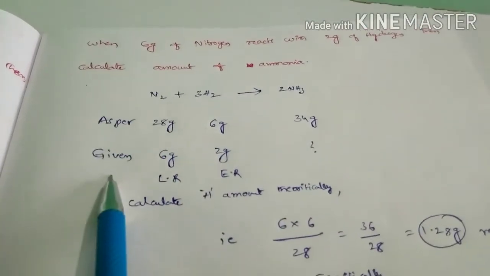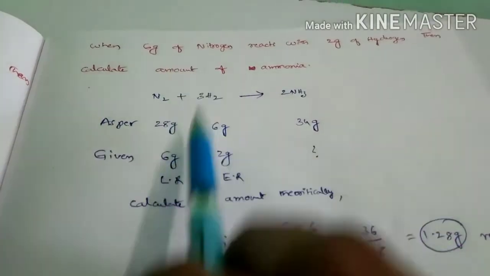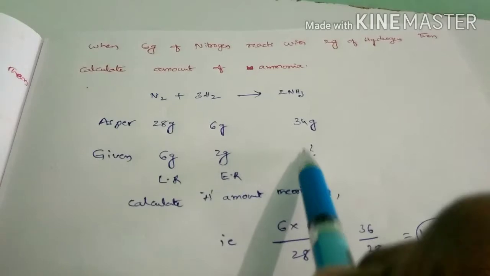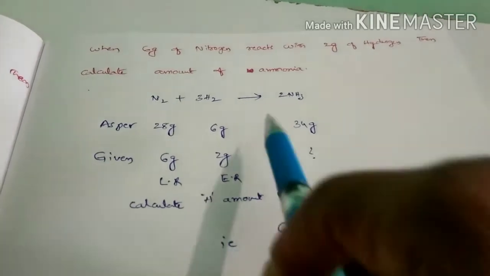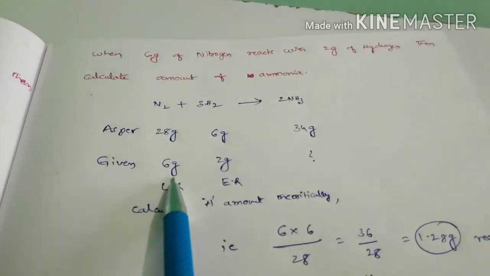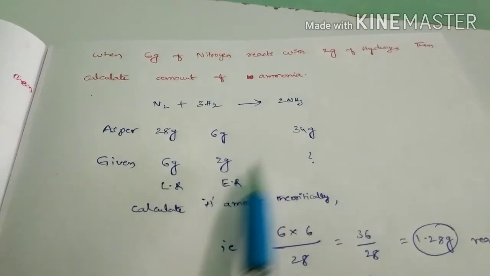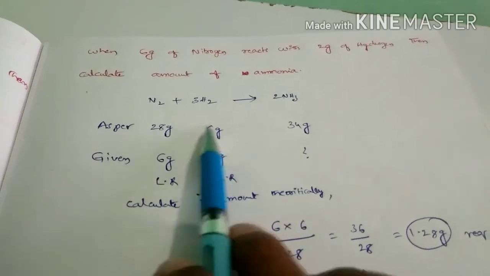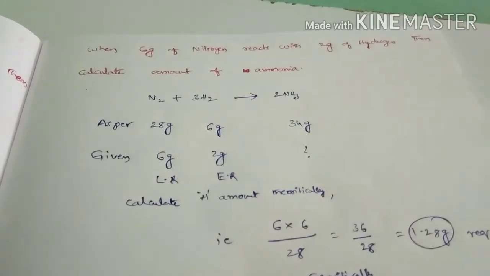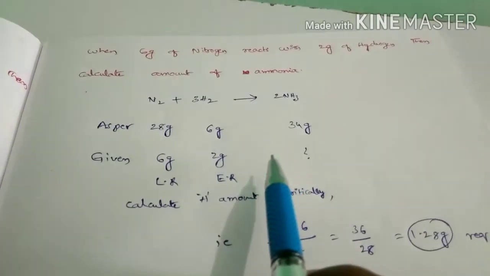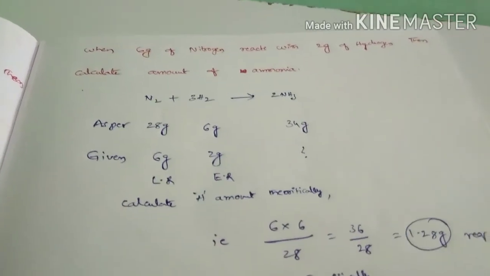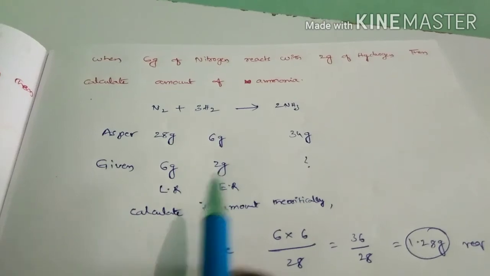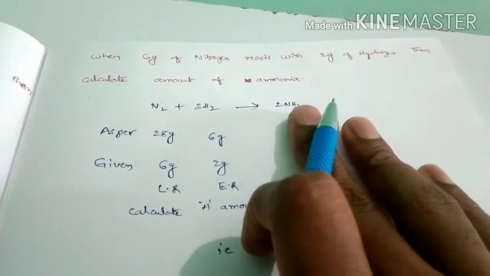Now we have to apply the given condition. The given amount of nitrogen is 6 grams, and the amount of hydrogen is 2 grams. Then we have to find ammonia. That means when 6 grams of nitrogen and 2 grams of hydrogen are given, what is the amount of ammonia? So what do we have to find in such a case? We have to find the limiting reagent. The limiting reagent is always on the reactant side. While finding the limiting reagent, we have to forget about the products.